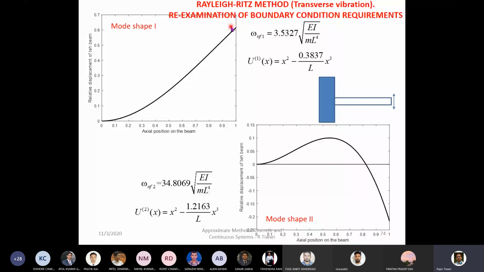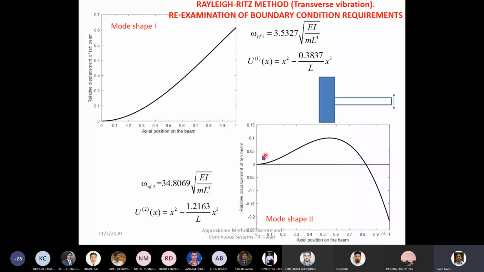This is the second mode. So this function has been plotted from 0 to L. Now you can see the second mode has this behavior. Here, the geometrical boundary condition that displacement is 0 is satisfied. Also, if you draw the tangent to this curve at x equal to 0, the slope will be 0. So that is satisfied here.